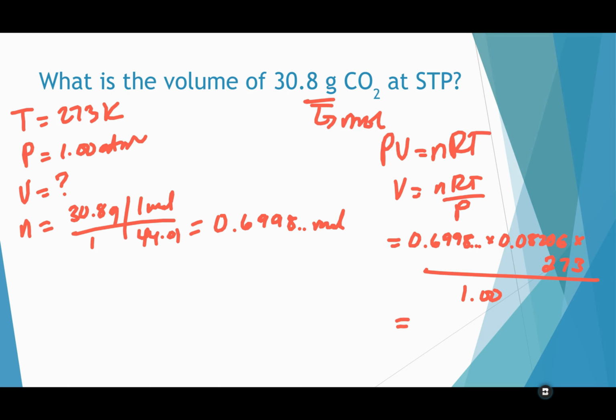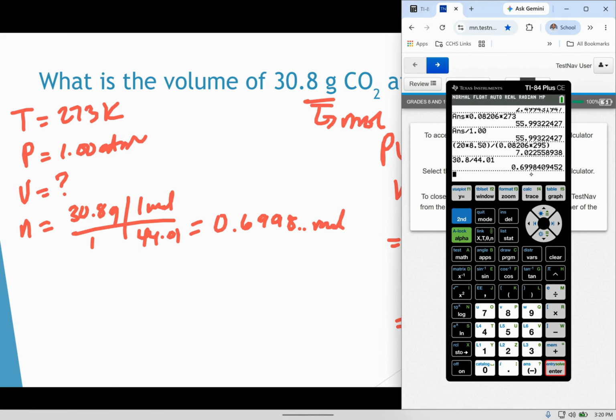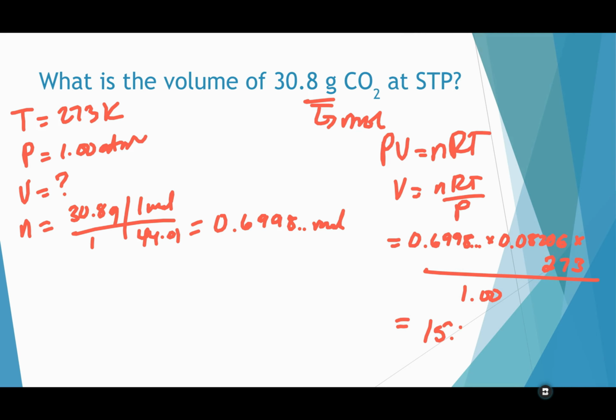I'm bringing that up because you're going to see in the next question, it's going to be at STP, but it's not going to be the ideal gas law. It's going to be a different one. So 0.6998 times 0.08206 times 273 divided by 1.00. So we have 15.0. I didn't mean to do that at all. 30.8 is 3 sig figs. I will change that number and the answer that you see in front of you. I'll make it right. So 15.7 liters of CO2. That's my final answer.